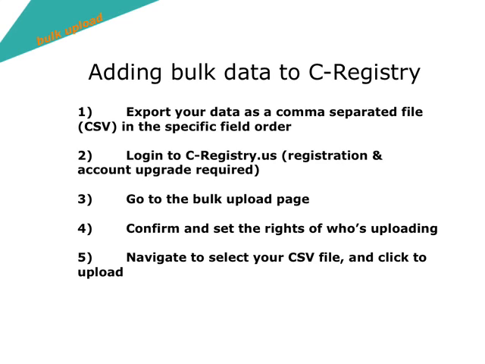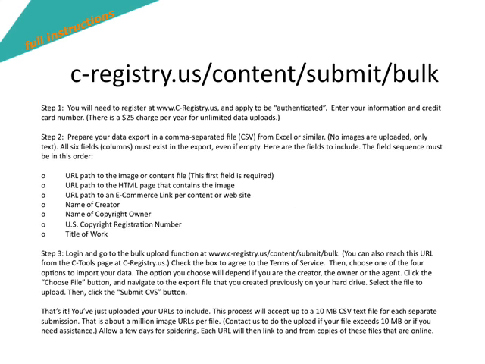You're going to need to log in at C-Registry, which requires registration and an upgrade of your account. There is a $25 per year fee for the upgraded functionalities such as bulk upload. You'll go to the bulk upload page, you'll confirm the rights and who you are, and then you'll navigate to your CSV file and click to upload it. It's really a very simple process.